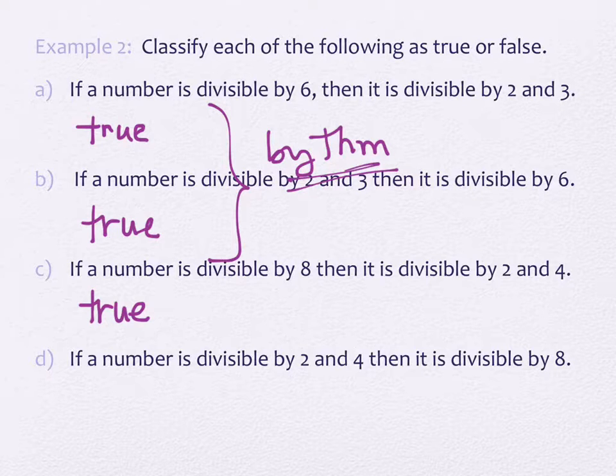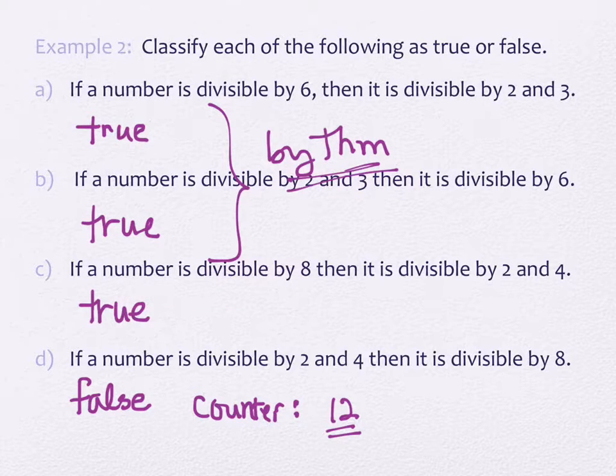D is a little different. D says if a number is divisible by 2 and 4, then it's divisible by 8. That is actually a false statement. And when a statement's false, what's the easiest way to justify why it's false? A counterexample. So can you give me a counterexample? 12. Yeah, 12 is a great counterexample. Is 12 divisible by 2 and 4? Yes. Is 12 divisible by 8? No, it isn't. So this one doesn't work the other way around, which is kind of weird because it worked for 2 and 3 and 6. We'll talk more about that one later.